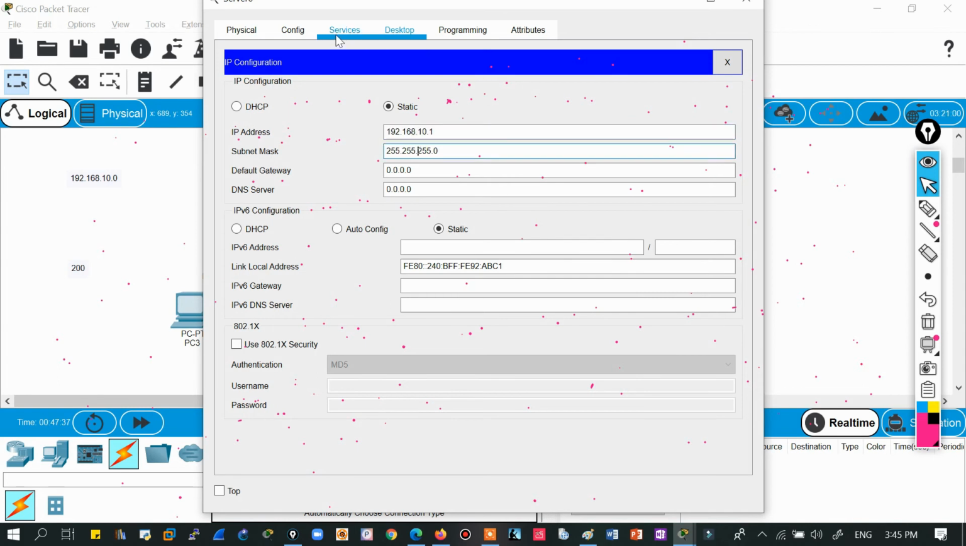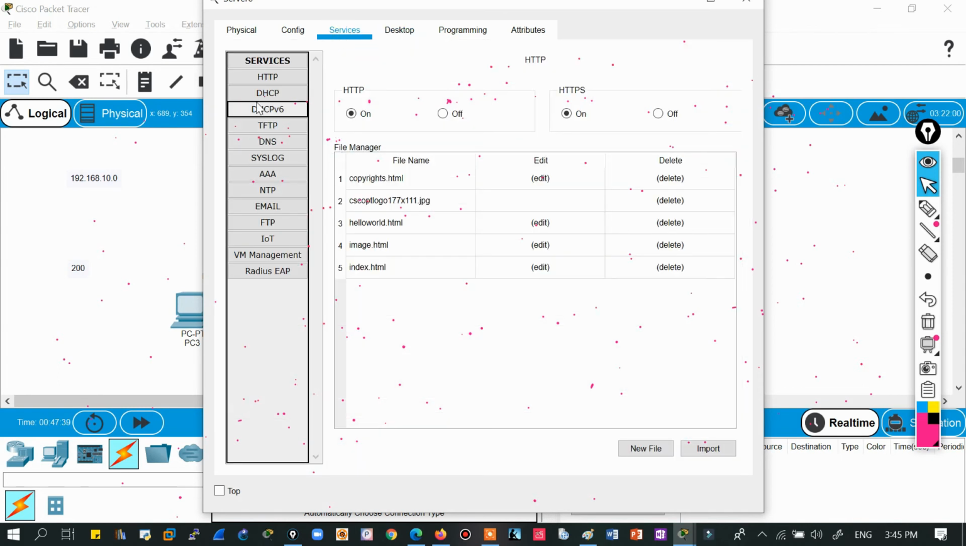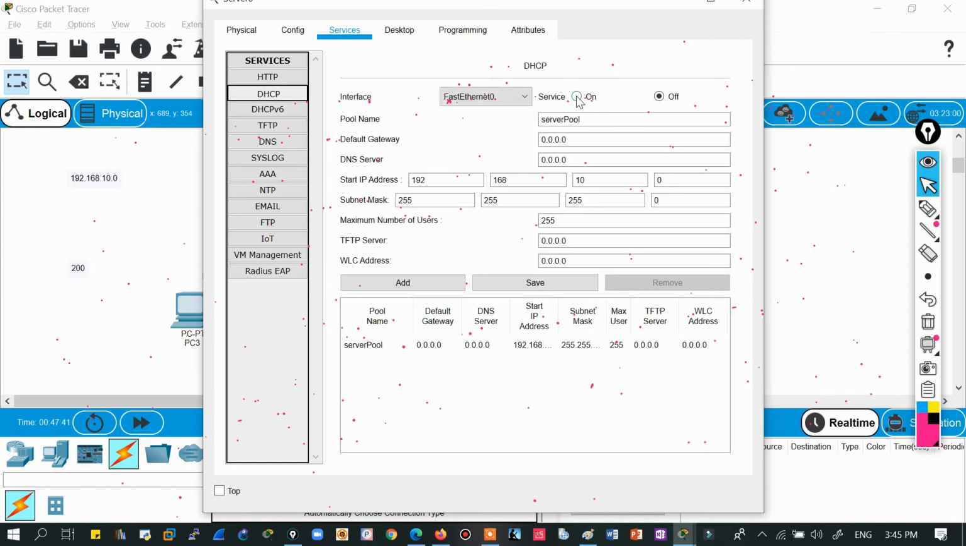Then you go to Services, then DHCP, on the server. The default gateway you don't need to put right now, but okay, you can use the same address. DNS server, I'm not using DNS. Start address, I want to start the address from 11, okay. This is the subnet mask. So let me save this.